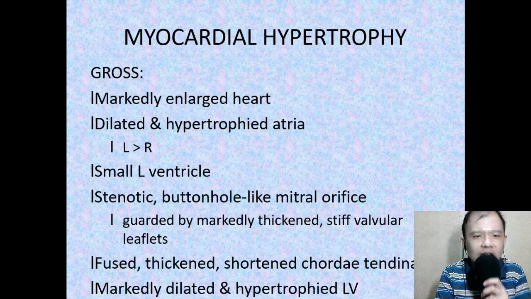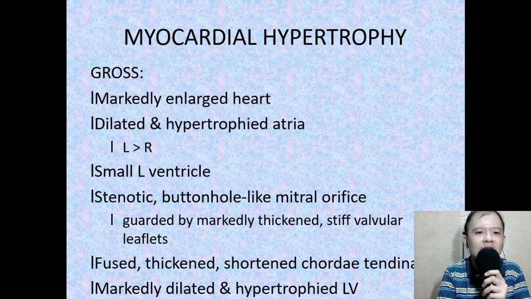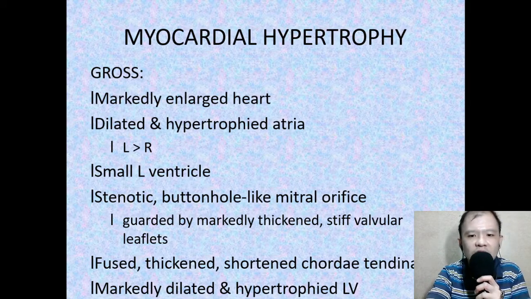Next, the patient had a small left ventricle, a stenotic buttonhole-like mitral orifice or fish mouth-like mitral orifice. This is characteristic of rheumatic heart disease developing into mitral stenosis. A fused, thickened, shortened chordae tendineae and a markedly dilated and hypertrophied left ventricle.